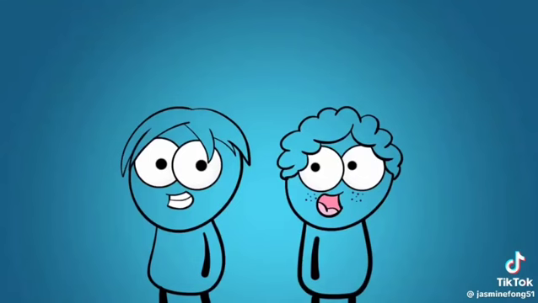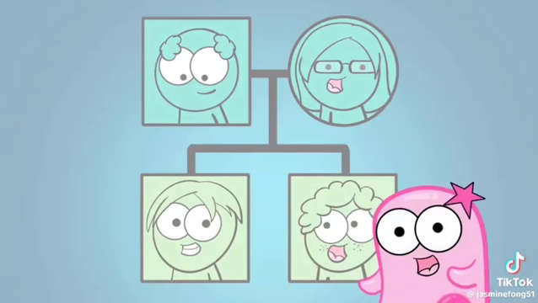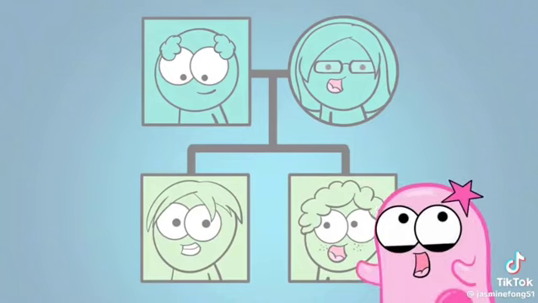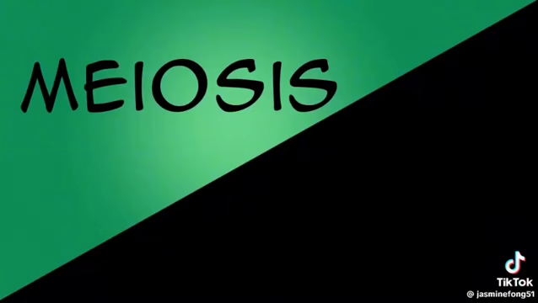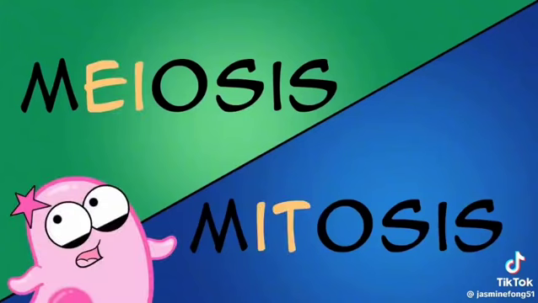Have you ever wondered how two siblings can have the same mom and dad and still look so different? Well, today we're going to talk about a process that makes that possible, a process called meiosis, not to be confused with mitosis, which sounds unfortunately similar.